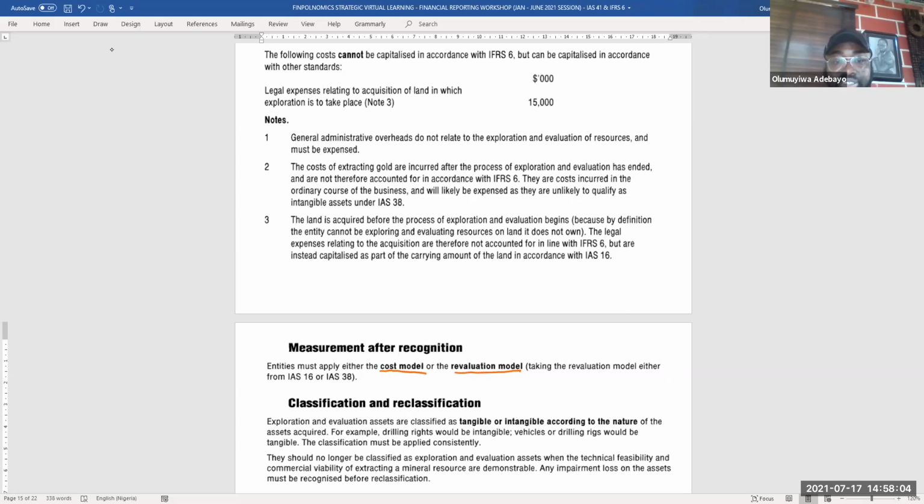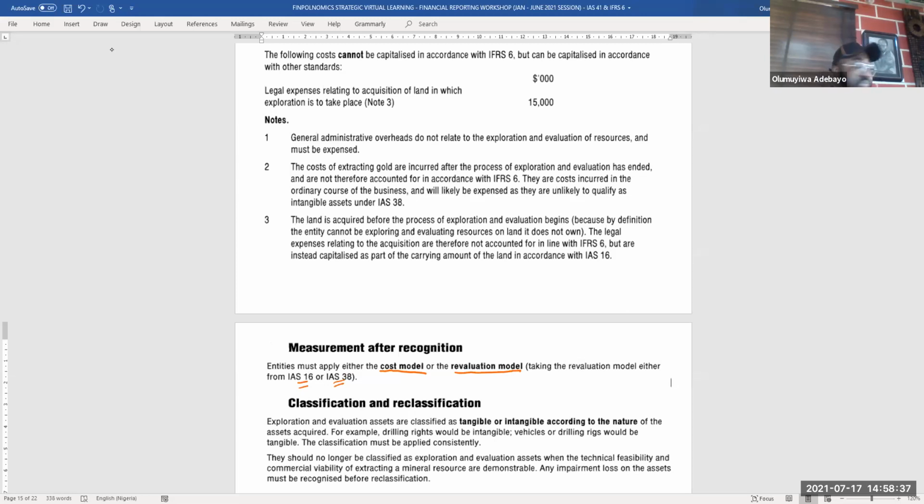And this cost model and evaluation model is taken after IAS 16 and IAS 38, depending on the nature of the E&E assets, whether it's a tangible or an intangible leg. Okay, but again, one thing that is critical there is that you are going to be subjecting it to an impairment assessment at that point in time. But before then, let's look at reclassification.